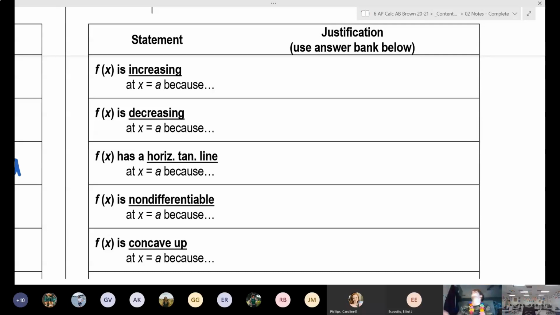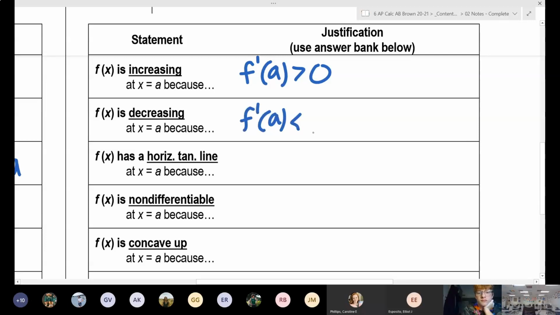So if you're looking for where f of x is increasing, we're going to talk about the derivative now. If you're proving that f of x is increasing, you will know something like f prime of a is positive, or greater than 0. If you're looking at where f of x is decreasing, that is where the derivative at a is less than 0. Again, you can say is positive or is negative. I like the inequalities because, again, it goes back to being very clear and concise.